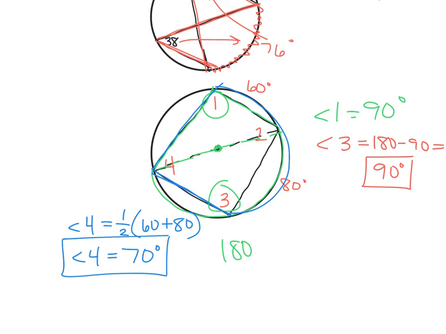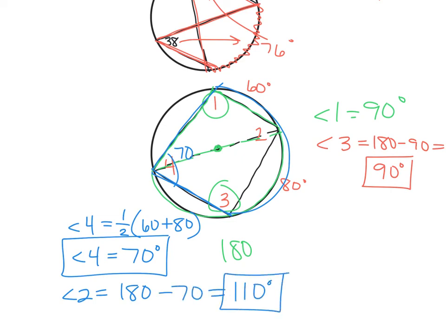So if angle 4 is 70, then 2 is what? 110. It has to be supplementary. So angle 2 is 180 minus 70, which is 110 degrees. Okay? Questions on that?